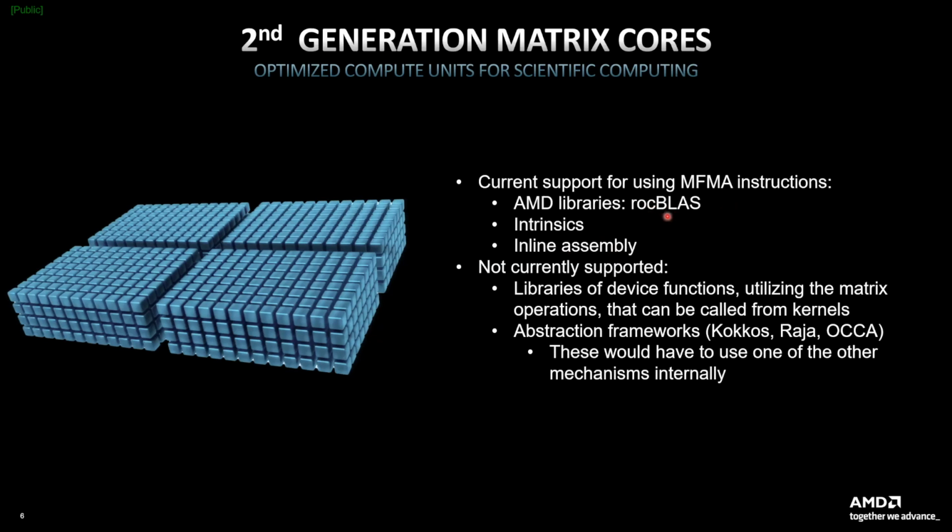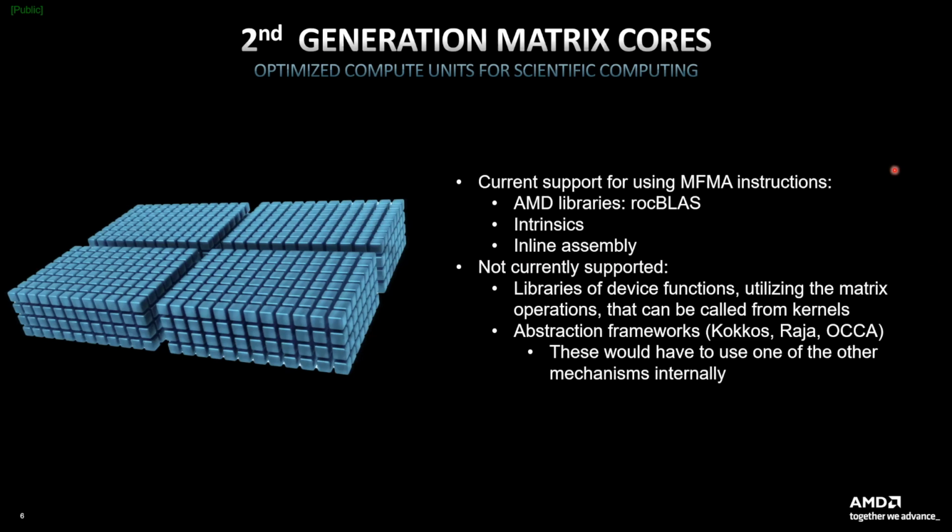So use the libraries, and other libraries will use the matrix cores. Not currently supported, I hope it's still the same. Libraries of device functions utilizing the matrix operations that can be called from kernels: not supported. And abstraction frameworks like Kokkos, RAJA, and OCCA would have to use one of the other mechanisms internally, they don't support the matrix cores. Of course, some things can be developed really fast, and you always have to watch if something changes on this aspect. In general, though, the second generation of matrix cores is a really big improvement because it can be used now on HPC, not just AI, okay?